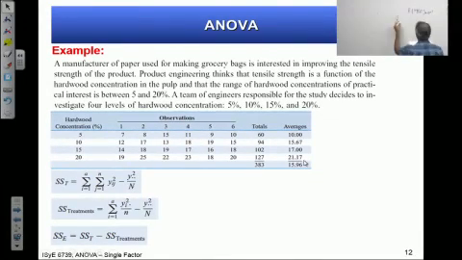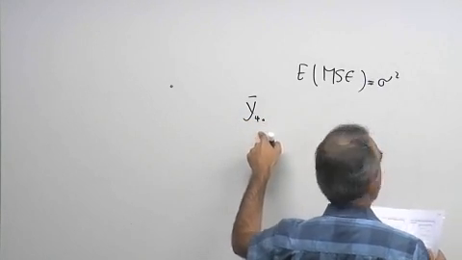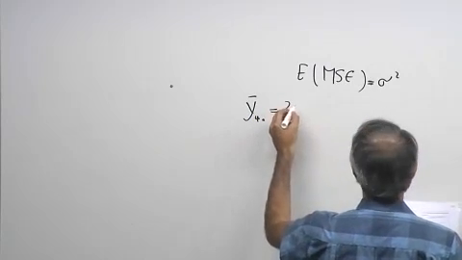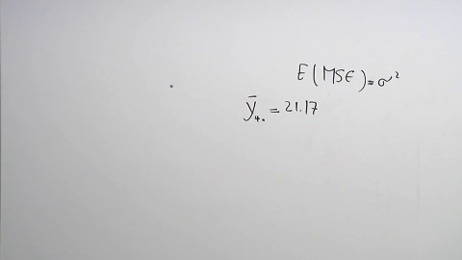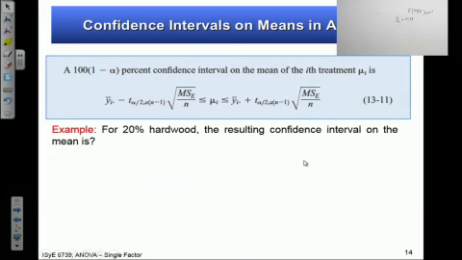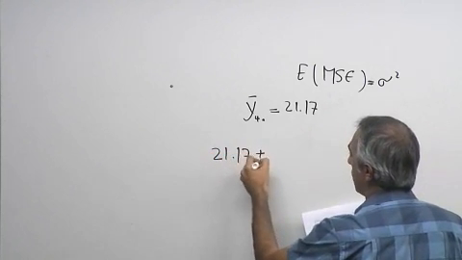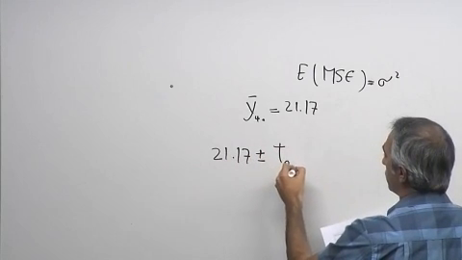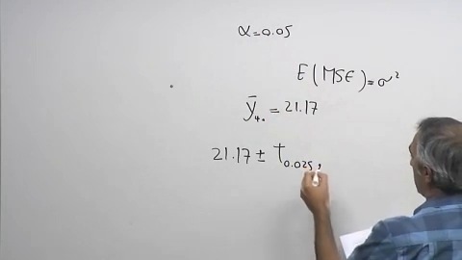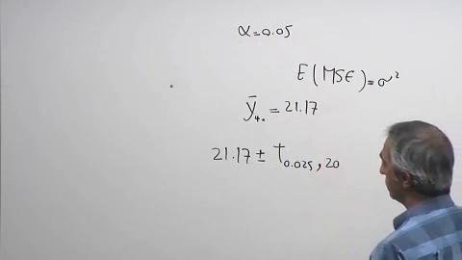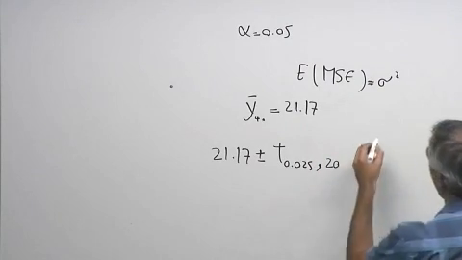So y bar of, actually y bar 4 dots. Is it the last one? Yes, which is 21.17. Okay. And we'll go back to the equation. So the equation says 21.17 plus minus t of 0.025. Let's say alpha is 0.05. And how many degrees of freedom? 20 degrees of freedom, okay? Because a times n minus 1 is 20.